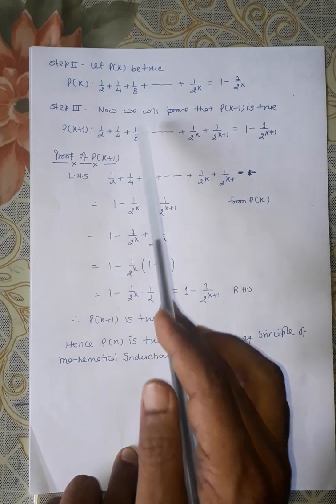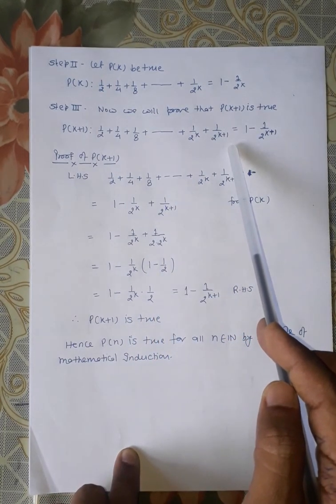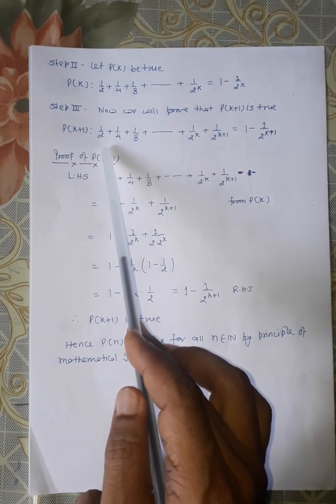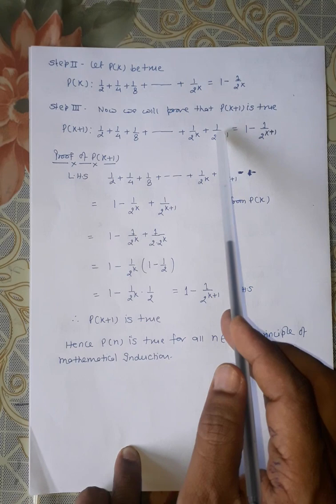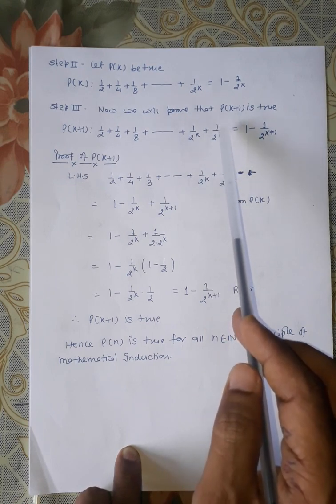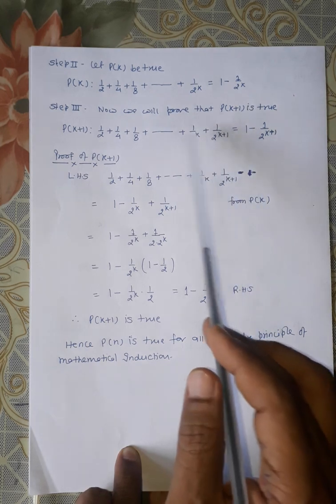1 upon 2, 1 by 4, plus 1 by 8, and so on, 1 upon 2 to the power k plus 1. But as I have suggested in previous questions also, when you are writing Pk plus 1, do not forget to write the previous term of this term. This will come easily when you put k plus 1 in place of n. But what will be its previous term?